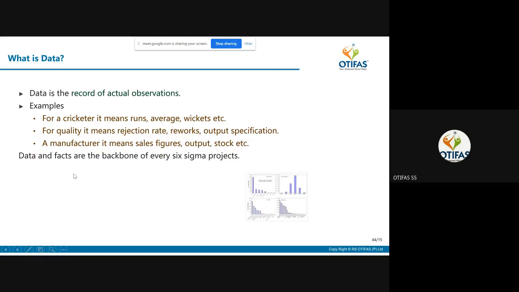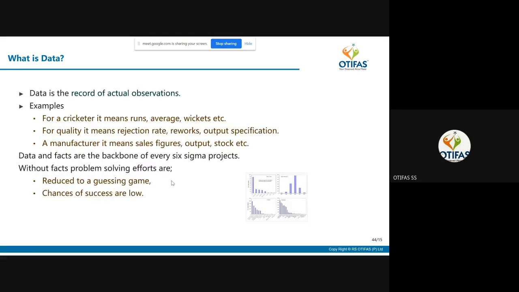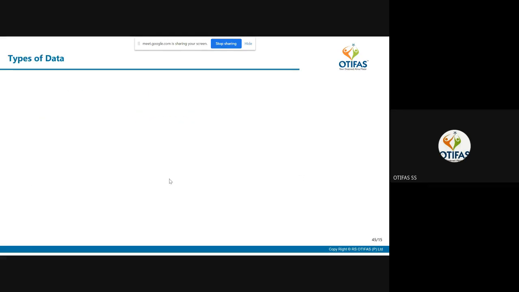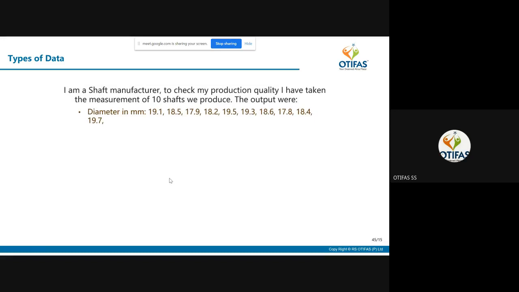So data and facts are the backbone of every Six Sigma project. Data is very, very important in every quality improvement, any kind of quality activities. Without facts, problem solving efforts are just reduced to a guessing game. Chances of success are low. Now let us understand the types of data.